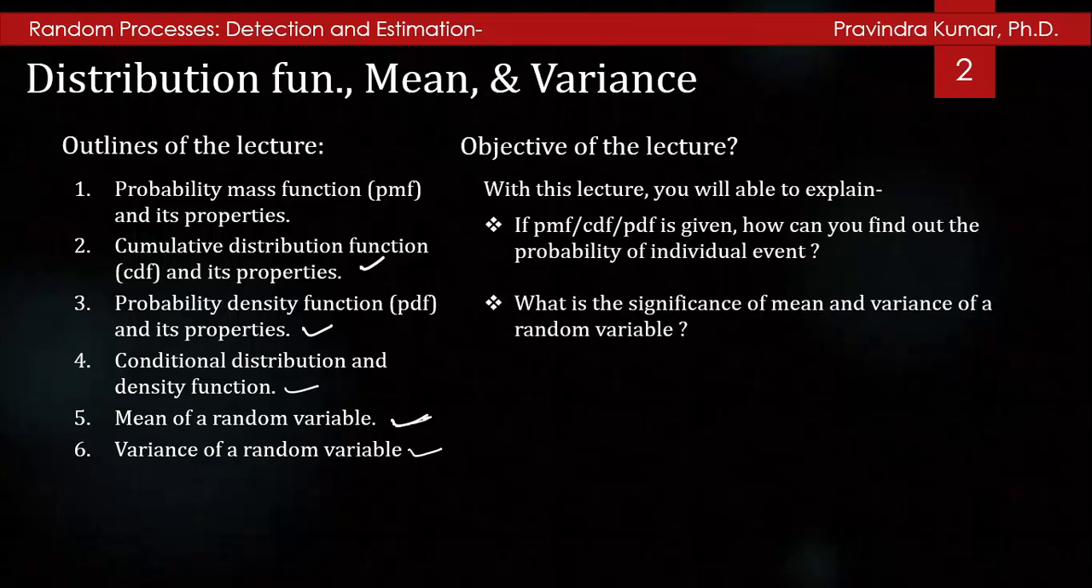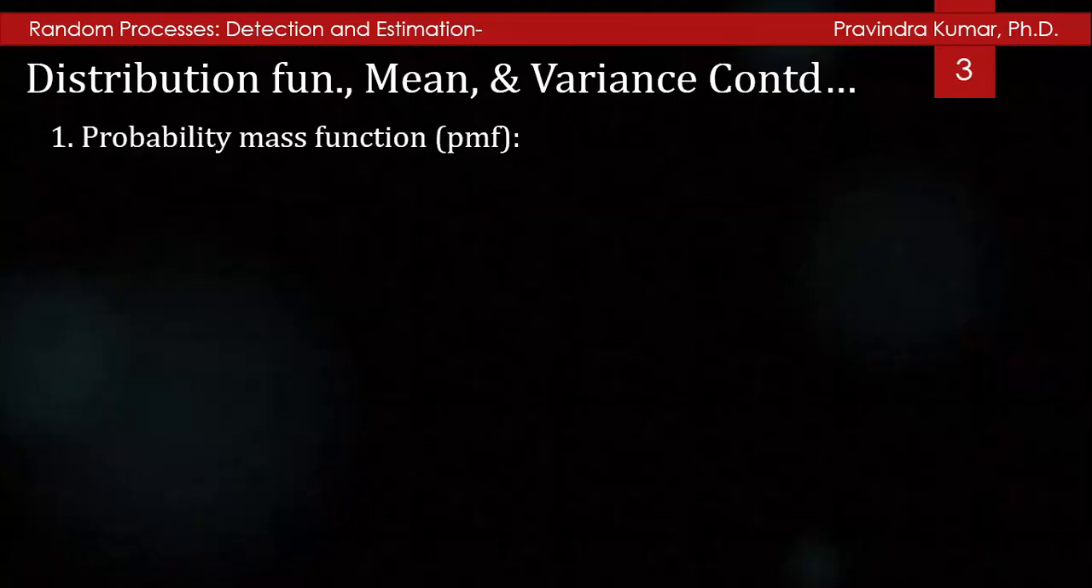The objective of this lecture is that you will be able to explain, if the PMF, CDF or PDF is given, how you can find the probability of an individual event, and what the significance of the mean and variance of a random variable is. Now let us start with the probability mass function.